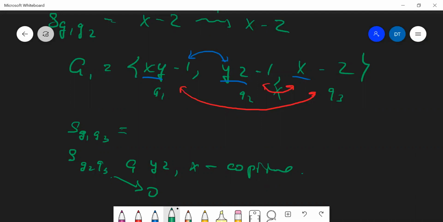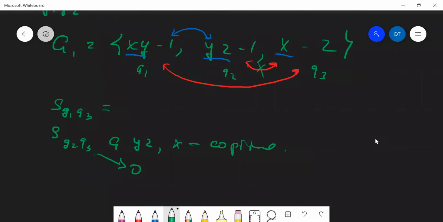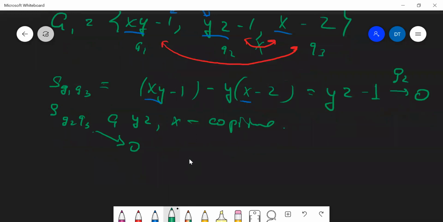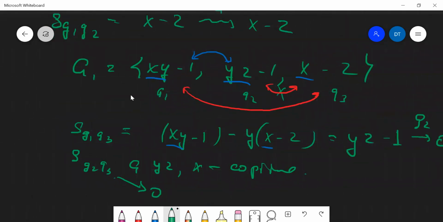Let's compute this S polynomial. The first polynomial is xy minus one. The second polynomial is x minus z. The least common multiple of the leading terms is xy. So we have to multiply this by y and subtract. As a result, we will get yz minus one. This is exactly G2, and it can be reduced by G2 to zero. So this S polynomial is also reduced to zero. So all possible S polynomials are reducible to zero, and the set G1 itself is a Grobner basis. This is the set we were looking for. This is the answer.